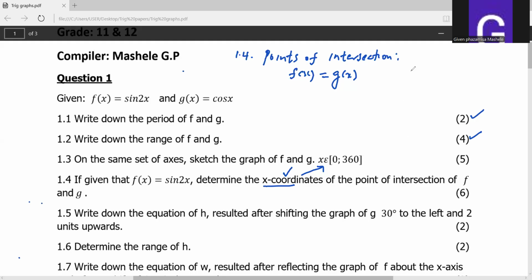So it means you have to solve for values of x, but these values of x must be between 0 and 360 degrees, which means this has to do with the issue of general solutions.